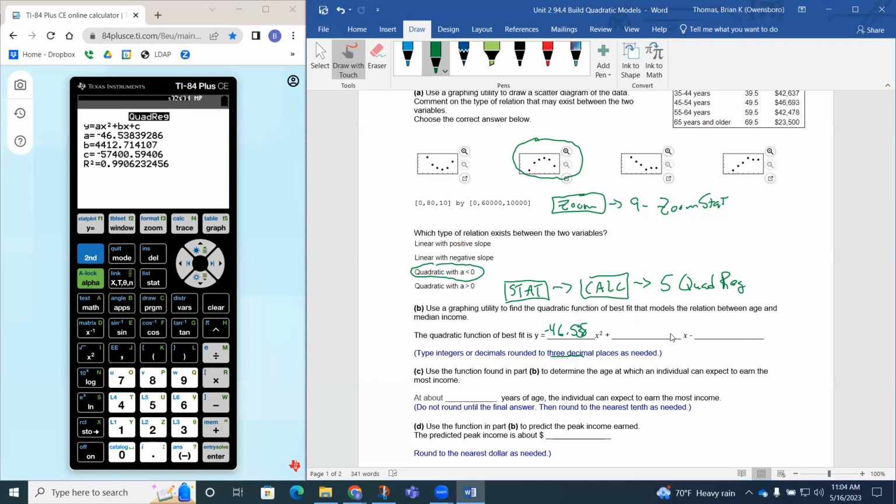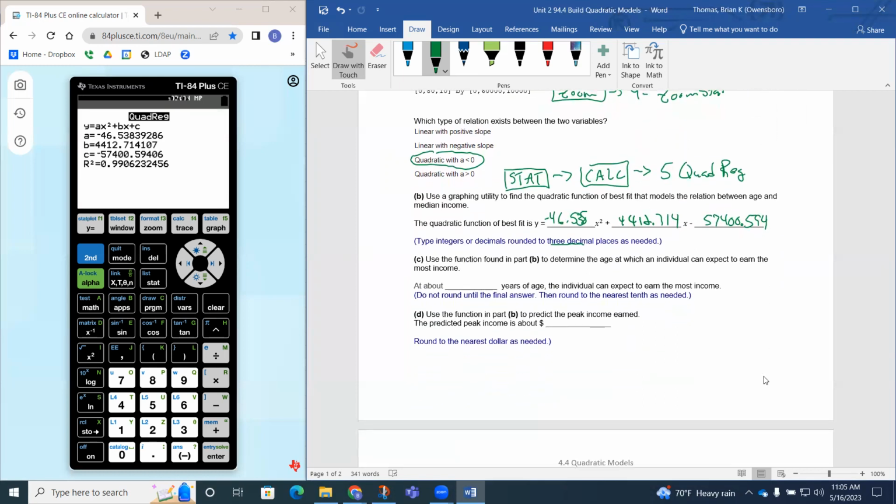And then the next thing is we want the coefficient of x, and notice how it's got a plus sign here, so it should be positive, and it is. So we have this 4,412 point, and again, it says 3 decimal places, so it's going to be 714 or 715. Since there's a 1 after the 4, it rounds back down to the 4. So 714 goes there. Notice it's already got a minus sign, so we don't have to put the negative there. We just have to put the 57,400 point, then 594. So that's going to be our quadratic function of best fit.